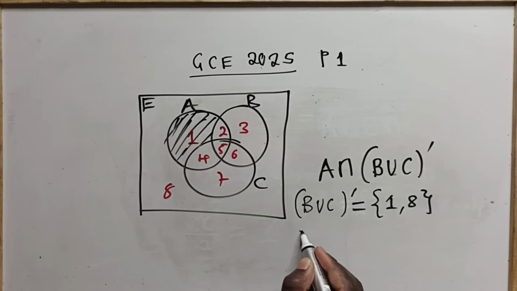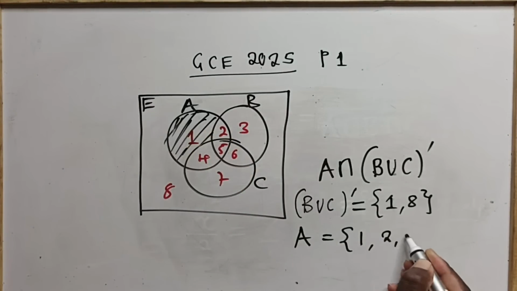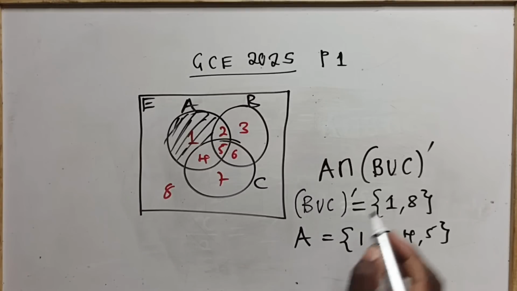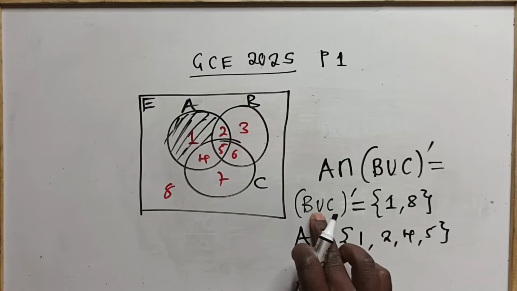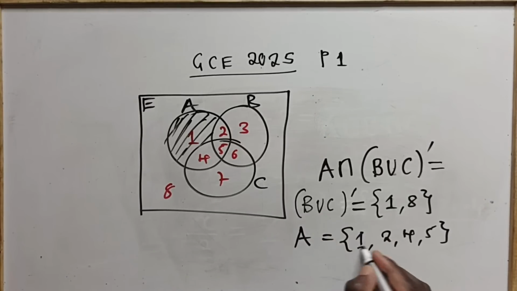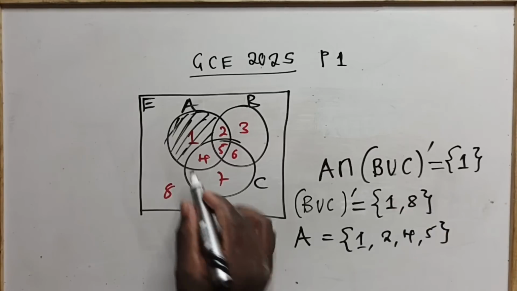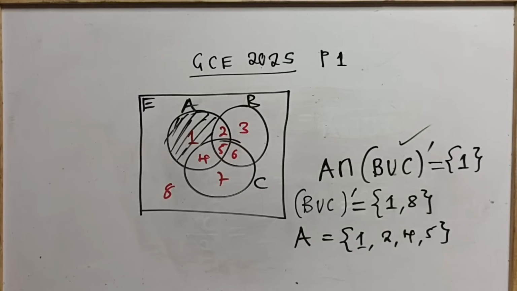And what about my A? My A has got 1, 2, 4, and 5. So now, out of these numbers I've listed, I can get what I'm looking for. The intersection of this and this, where is it? It's just at 1, where 1 is, and this is what is shaded. So this one is our answer.